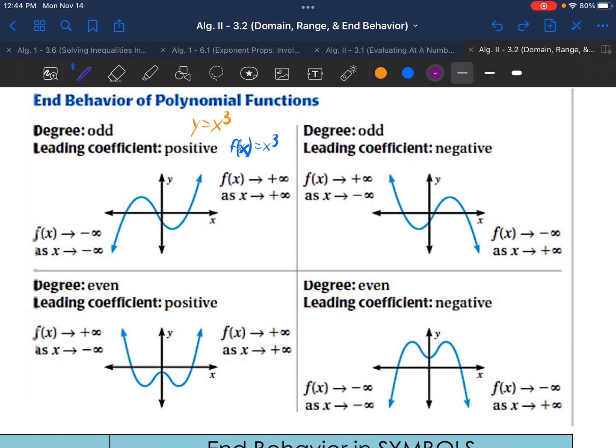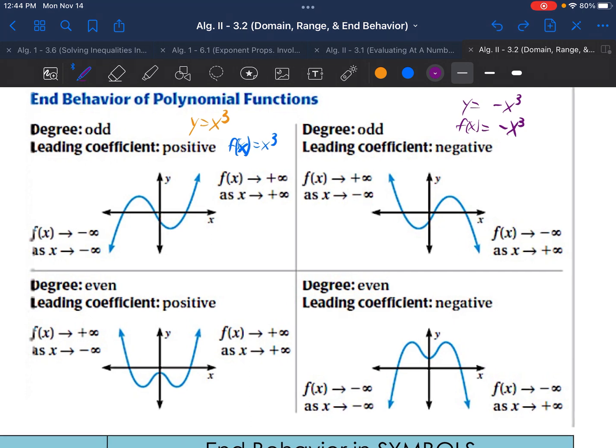As we can see here, the coefficient is positive because there's no negative there, and the highest exponent is 3. Let's say, hey, when it's odd and it's negative, an example of this would be y equals, or f of x equals, negative x cubed. So the highest exponent is still an odd number because it's 3, and the leading coefficient this time is negative. So as x goes all the way to the left and all the way to the right, we see it reverses. It goes up as it goes to the left, and it goes down as it goes to the right. So we say, hey, it goes to positive infinity, forever up, and it goes to negative infinity, forever down.